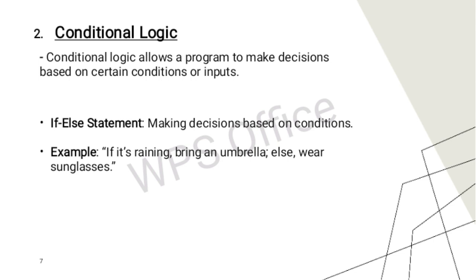An example of this is: if it's raining, bring an umbrella, else wear sunglasses. So we use an if-else statement to make decisions based on conditions. If it's raining, bring an umbrella. So it uses if. For the other decision, if it's not raining, you can wear sunglasses.